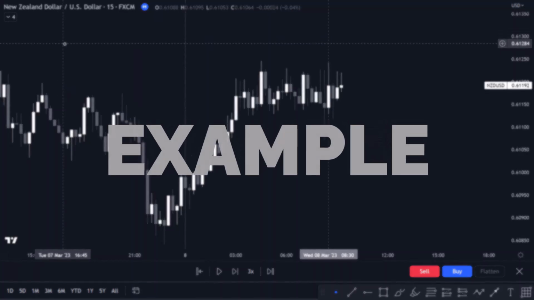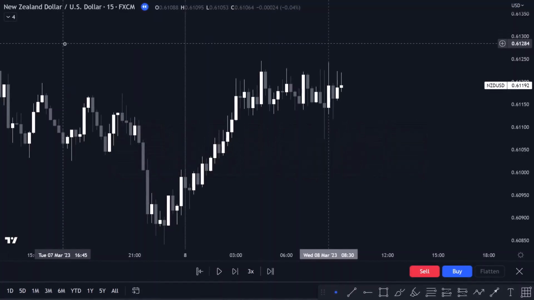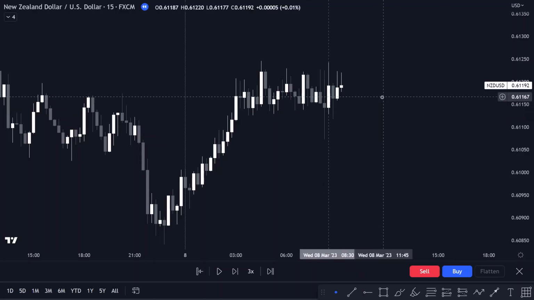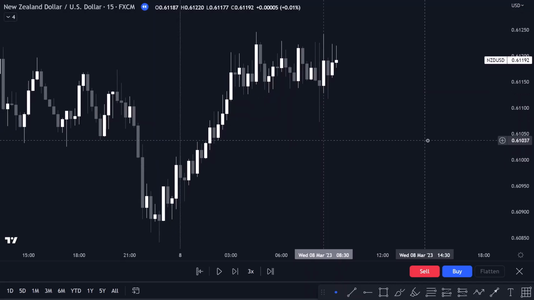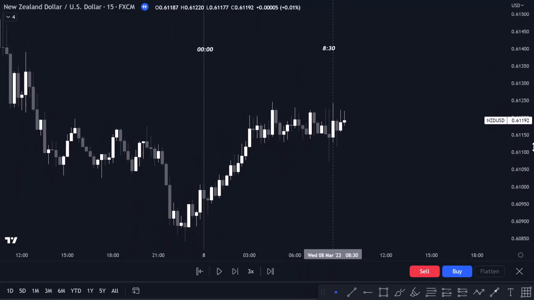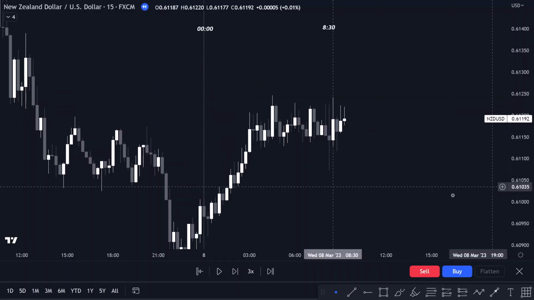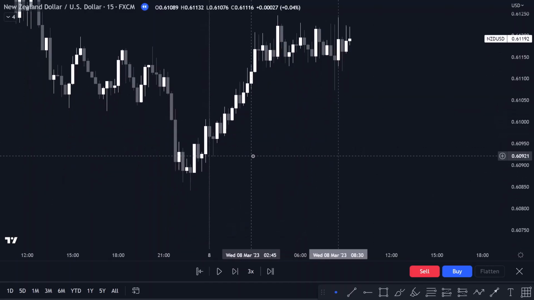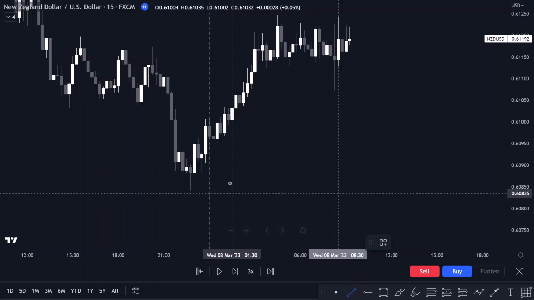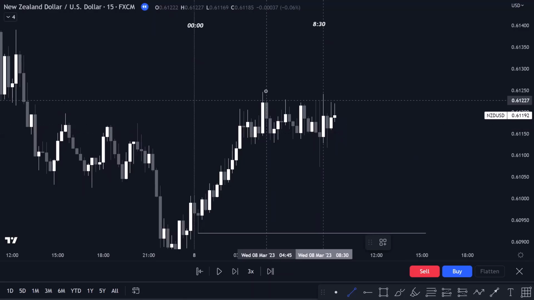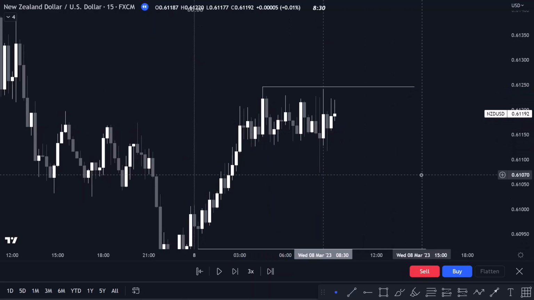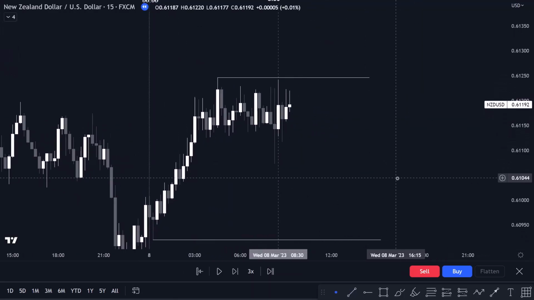So the example is going to be on the New Zealand dollar. I didn't take it personally, but I just saw it when I was looking at the pairs. So I'll go over it. Even though this is hindsight, it's going to be so helpful for you. So basically, this is midnight. This is 8:30. Now we have this low right here, and we have this high. And we're going to see how price reacts to those levels.